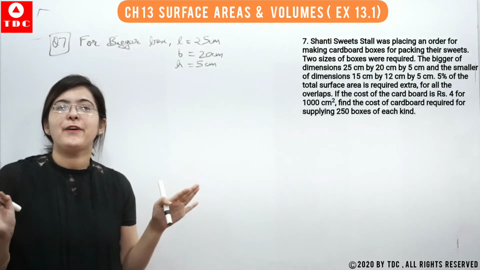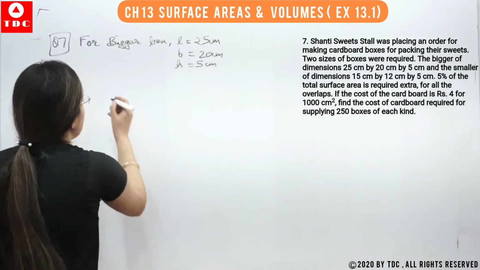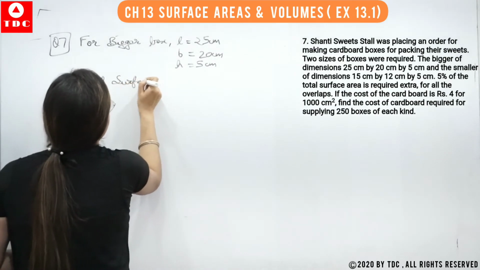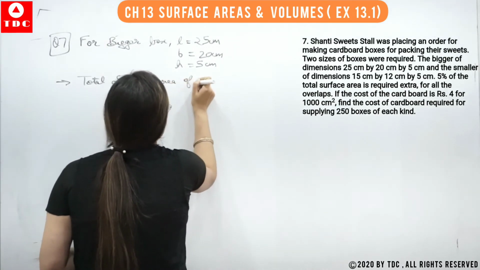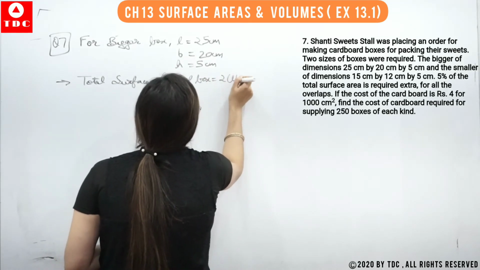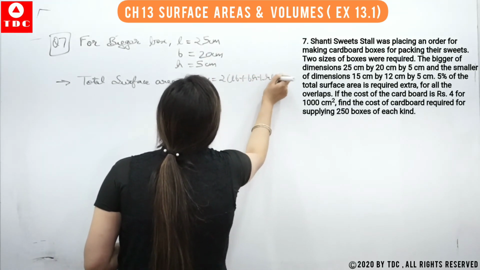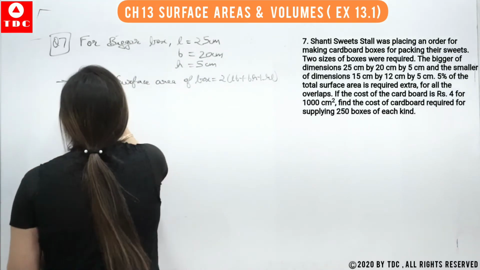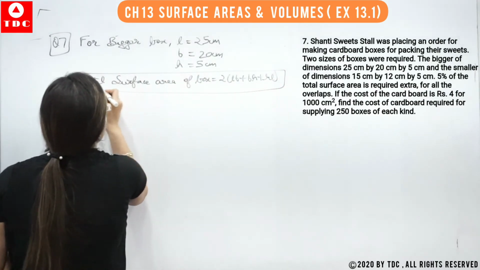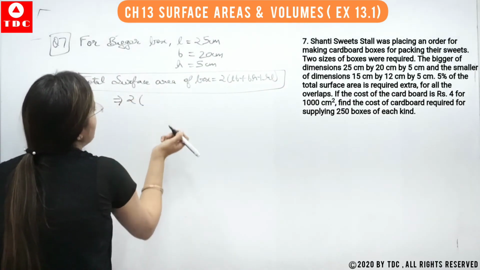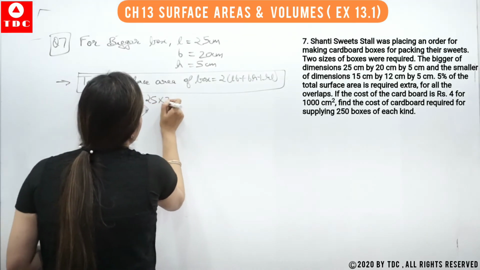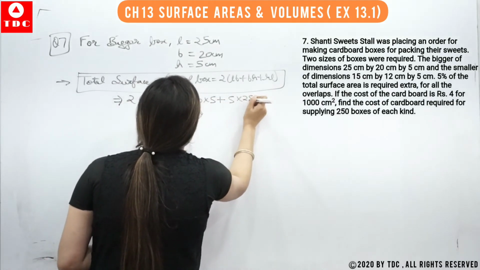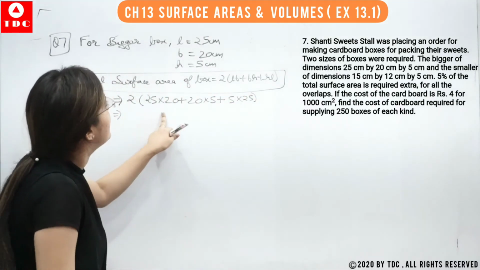So first of all we will find out the total surface area. See the steps how I am doing it, okay. Total surface area of box equals to 2(LB + BH + HL). Okay, this is the formula that we will use, students, to calculate the total surface area. Let's put the values here. What is length? 25 into 20 plus 20 into 5 plus 5 into 25. Okay, find out the total surface area.